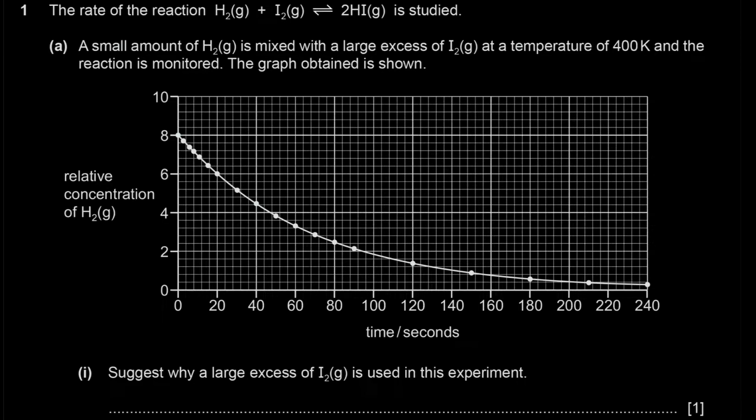So in other words, we're trying to ensure that the iodine concentration isn't affecting the rate. We're using a very large concentration, so it remains relatively constant. There's a very small change in the iodine concentration. So here essentially only the concentration of hydrogen will be affecting the rate. So the idea here is that the concentration of iodine remains constant, or relatively constant.